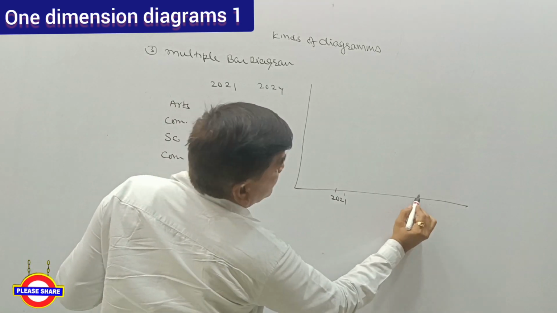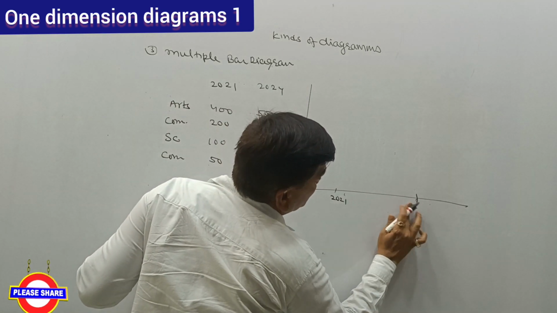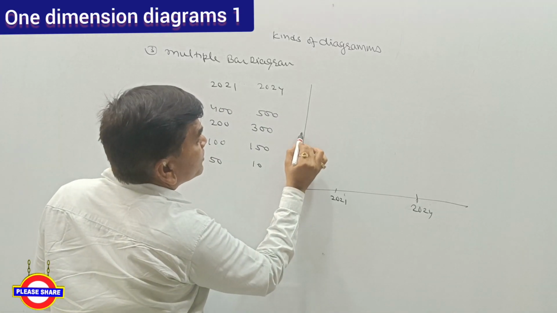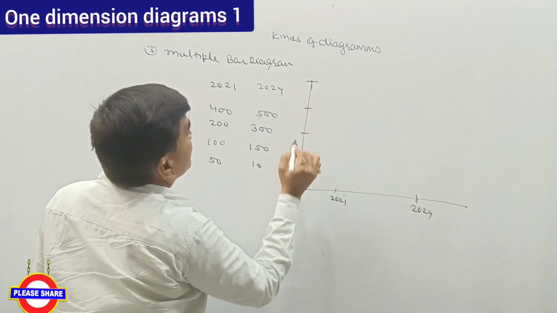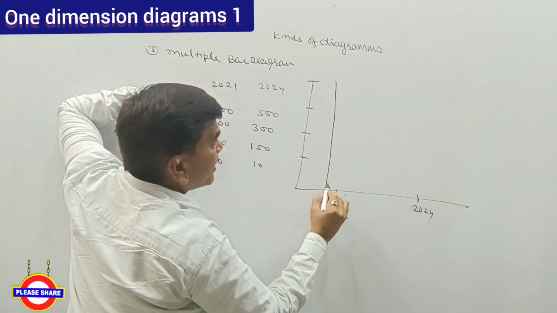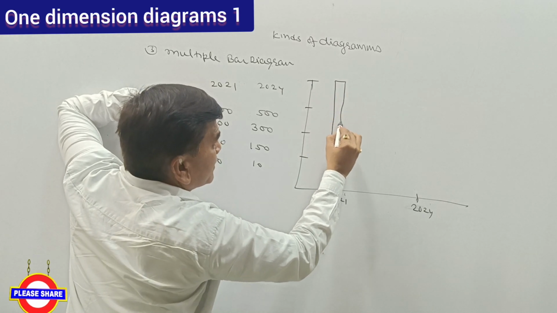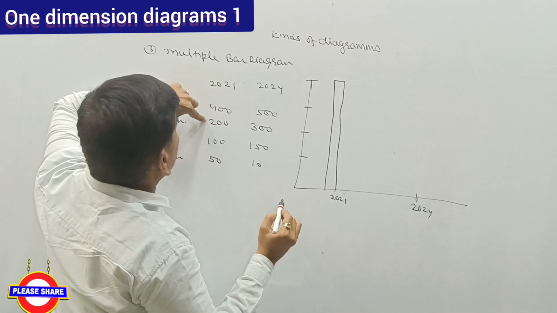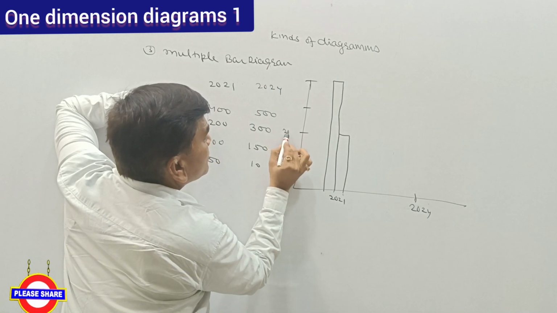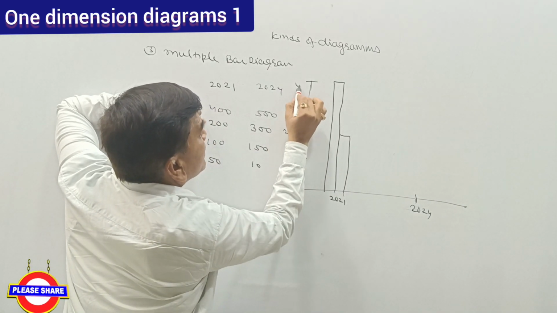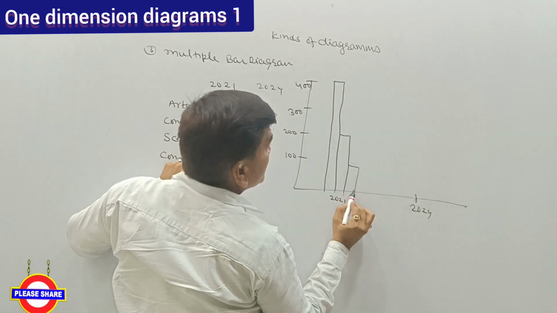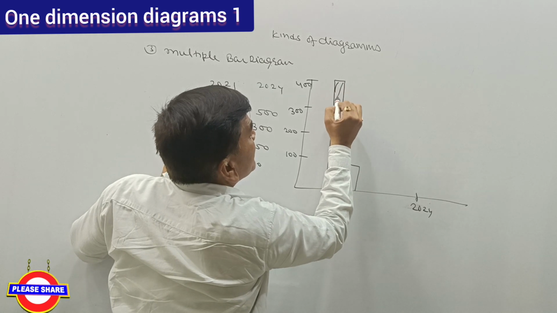2021, 2020, 2024. 100, 200, 300, 400. So arts has 400, so the bar of arts is 400. Then commerce has 200. 100, 200, 300 and 400. Science has 100.